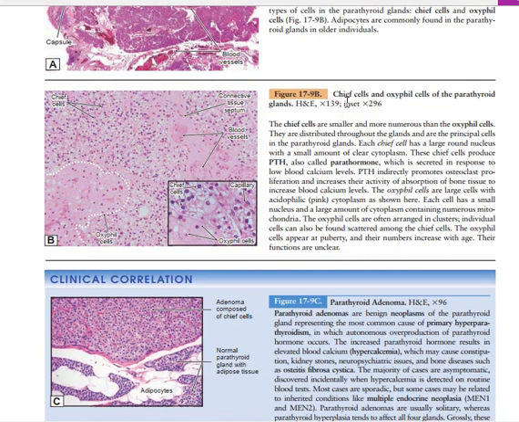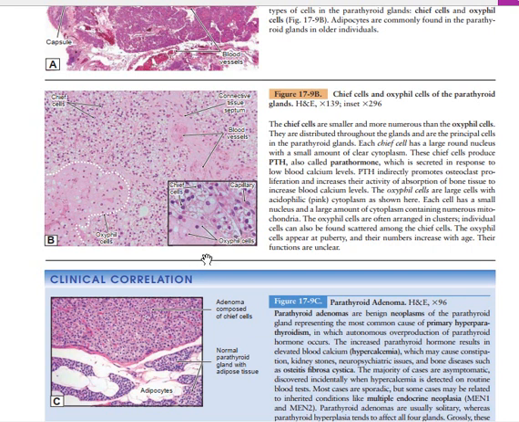Now at the level of the parathyroid gland, when you increase the magnification with hematoxylin and eosin stain, you need to know that the parathyroid gland has two main types of cells. It's made up of the chief cells and the oxyphil cells. Is it clear? Those are the two main types of cells of the parathyroid gland. Each chief cell has a large round nucleus and a small amount of clear cytoplasm. These cells are involved with the production of parathormone.